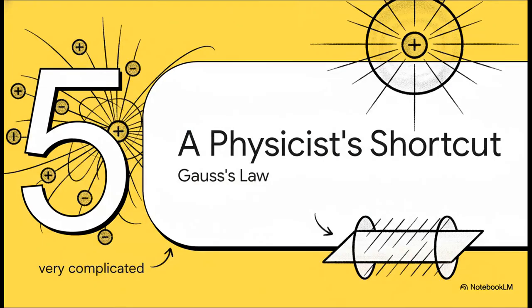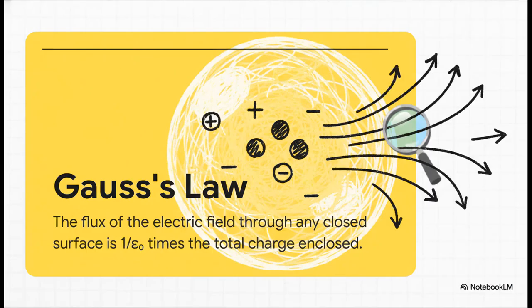All right, so using Coulomb's law to calculate electric fields can get really messy, really fast, especially if you have a lot of charges. But thankfully, for situations with a lot of symmetry, physicists have this incredibly powerful and honestly beautiful shortcut. It's called Gauss's law. So here's the big idea behind Gauss's law, in plain English. Imagine you can draw an imaginary bubble, any shape you want, around a group of charges. Gauss's law says that the total amount of electric field flowing out of the surface of that bubble is directly proportional to the total amount of charge you trapped inside.